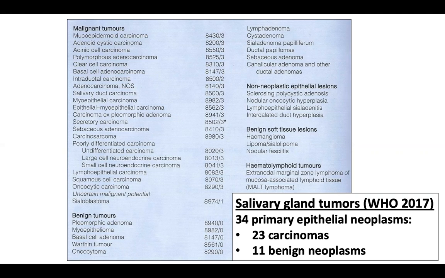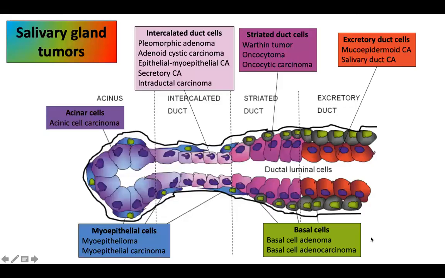But if you're going to be signing these things out in the future, you're just going to have to buy the WHO and try to digest these things. Anyways, 23 carcinomas, 11 benign neoplasms. We'll try to get through as much as we can. And the reason that there are so many different types of lesions in the salivary gland is that there are all these different cell types. And each one of these cell types can give rise to at least one and frequently multiple different malignancies.